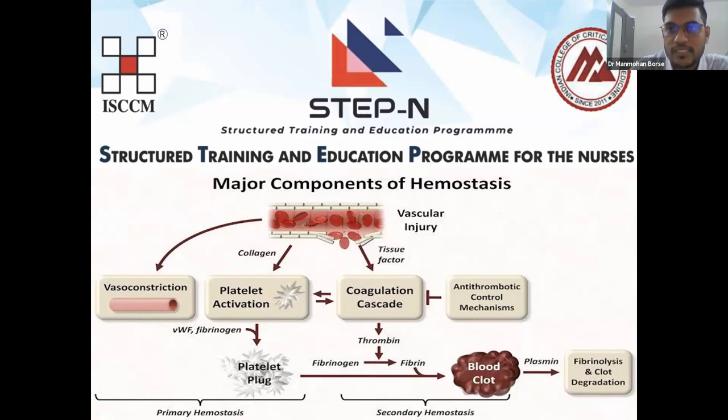So primary hemostasis is dependent on the platelet count and platelet function. Secondary hemostasis is dependent on the coagulation cascade. So today's topic, most of the slides are going to be covered on the coagulation cascade, which is nothing but secondary hemostasis. So, we know the anthropic control measures, what we can give. Okay. So how the coagulation cascade plays an important role in our hemostasis, that is what we're going to discuss.